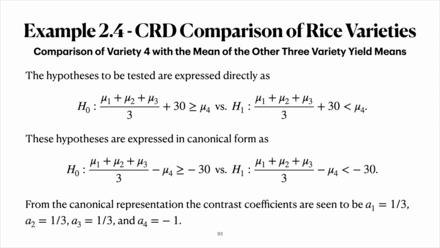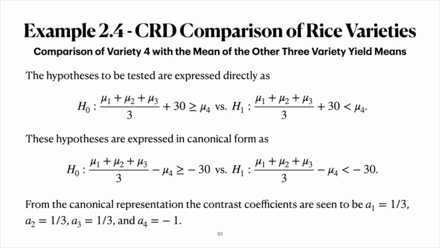Now obviously, each of those hypotheses could be expressed in the opposite direction by multiplying both sides of the inequalities by negative 1, and that would therefore flip the directions of the inequalities. That would be an equivalent way to do it.